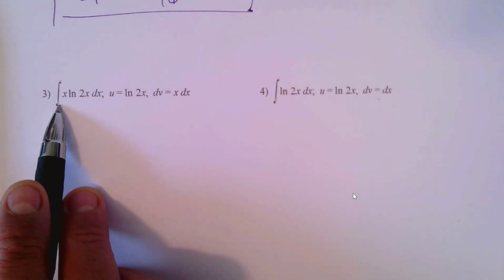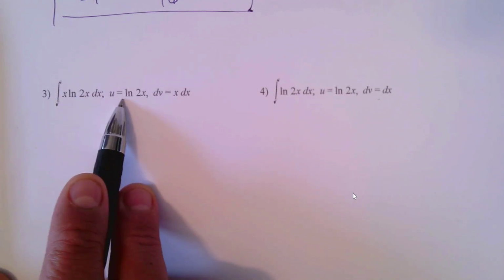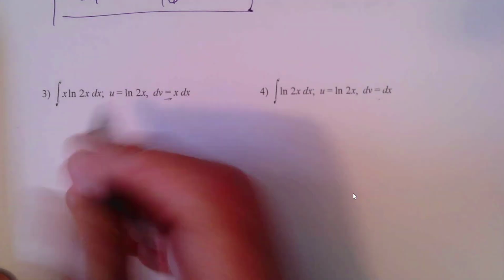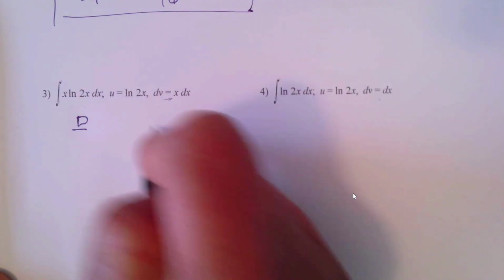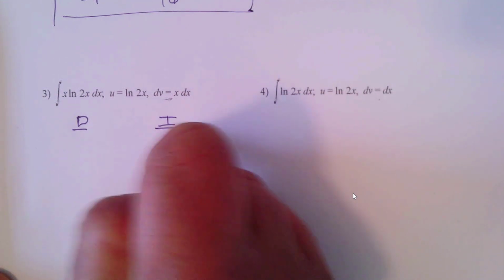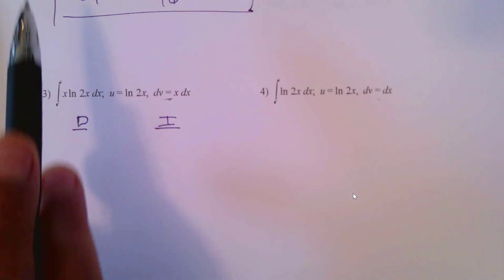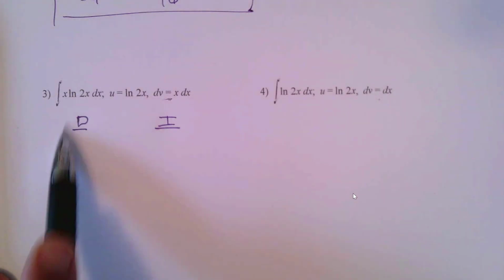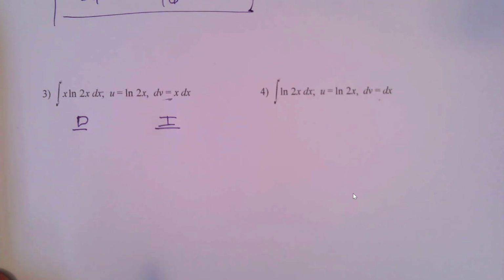So here we have the integral of x natural log of 2x dx, and again it's telling us what u is and what dv is. Again, the new method here is that we're going to set up 2 columns, a D column and an I column. And by doing this, we don't have to keep track of the u's and the du's and the dv's. This column we're just going to differentiate. This column we're just going to integrate. And then I'll show you how we get our answer from it.